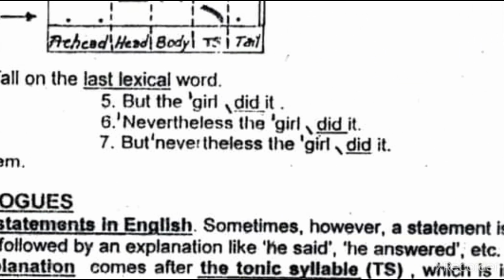Sentence 5, but the girl did it. The pre-head here is but the. 6, nevertheless the girl did it. Here we don't have a pre-head because we don't have an unstressed syllable before the first stressed syllable, which is nevertheless. And finally, number 7, but nevertheless the girl did it. We have a pre-head here and it is but.